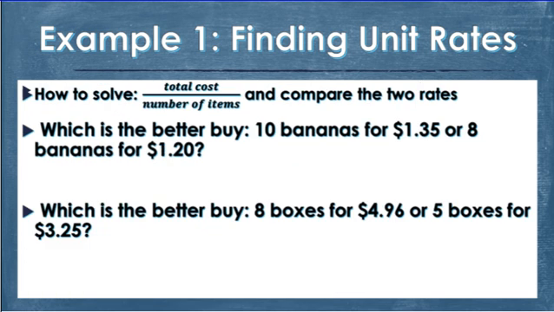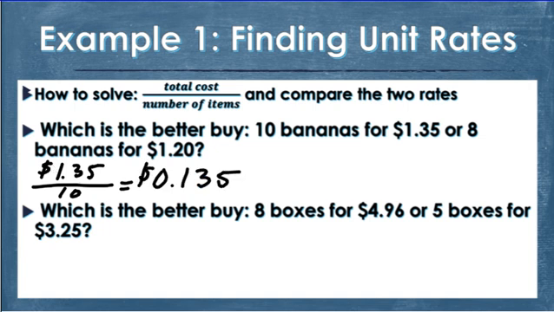Next one, which is the better buy? 10 bananas for $1.35 or 8 bananas for $1.20? Again, we do set up our proportions for our unit ratios. So I have $1.35 over 10 bananas. So 1.35 divided by 10 would be roughly 13 cents, or if you round it up to the nearest cent, it would be 14 cents.